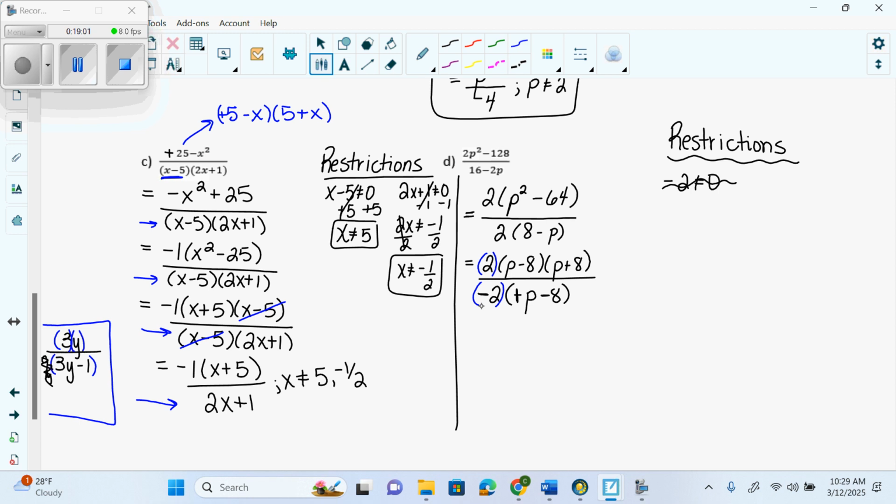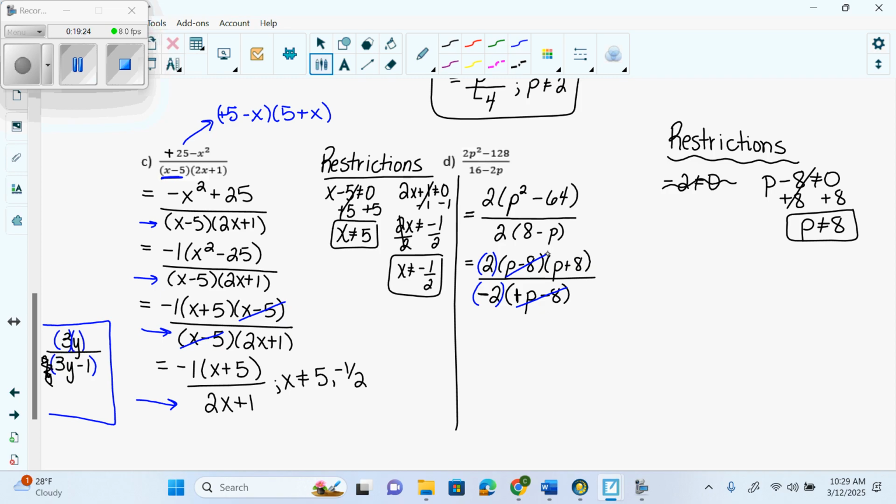And then we have p minus 8 can't equal 0. And I add my 8 over. P can't equal 8. So that's my only restriction. And I'm going to state it at the end. I've stated my restrictions, so now I can cancel. Monomials for monomials, binomials for binomials, right? So, p minus 8, p minus 8. Now some people will say, but Mrs.